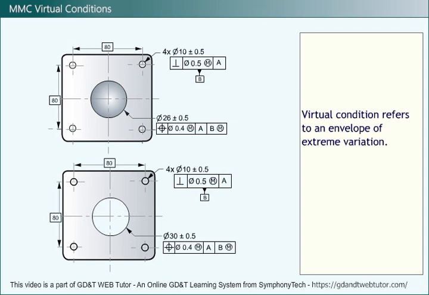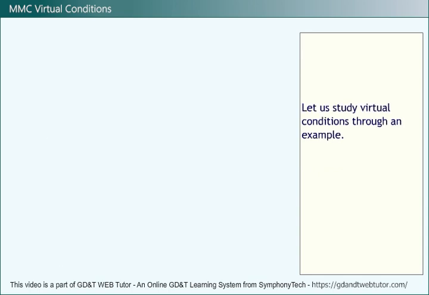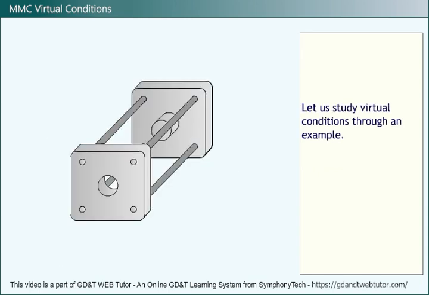Virtual condition refers to an envelope of extreme variation. This envelope represents variation due to the combined effect of several tolerances acting on the feature. Let us study virtual conditions through an example.